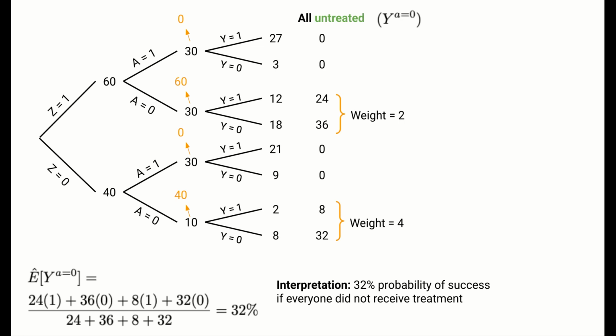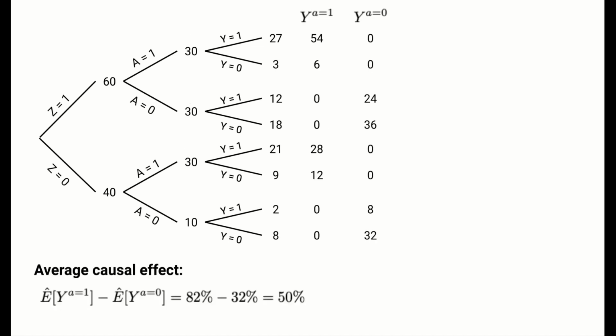This estimate of 32% can be interpreted as the probability of a successful outcome if everyone were forced to not receive treatment. Because we have estimated the average potential outcomes under treatment and under no treatment, we can estimate the average causal effect as the difference. This difference of 50% can be interpreted as: if we treated everyone as opposed to treating no one, the probability of a successful outcome would be 50% higher.